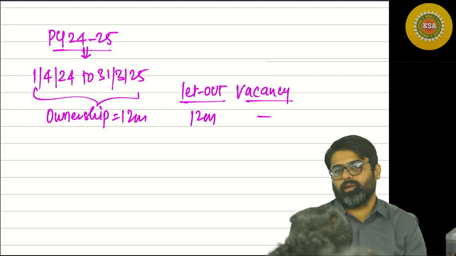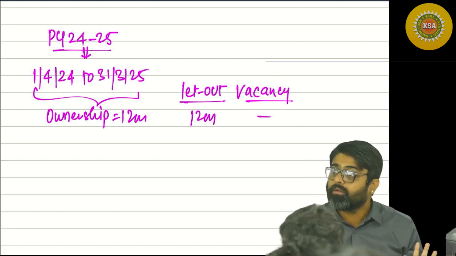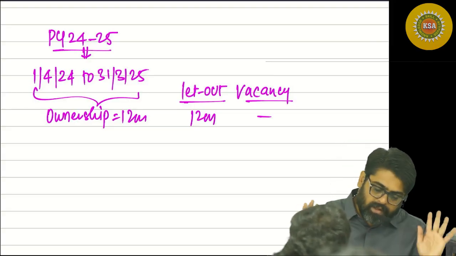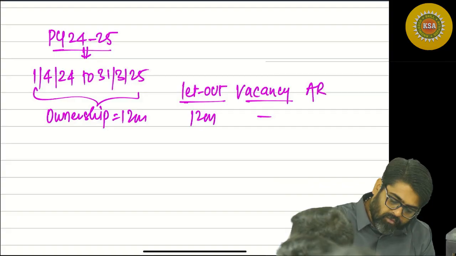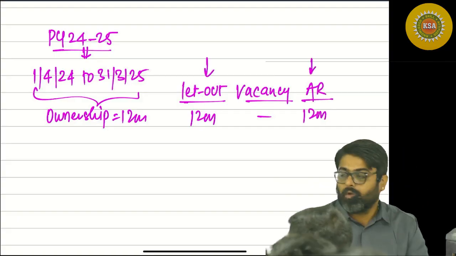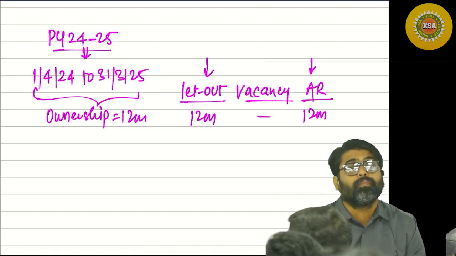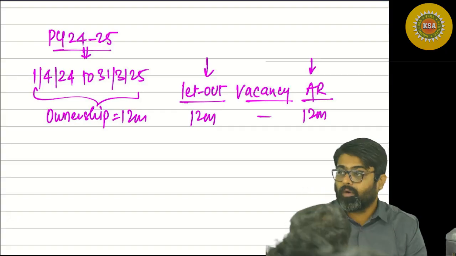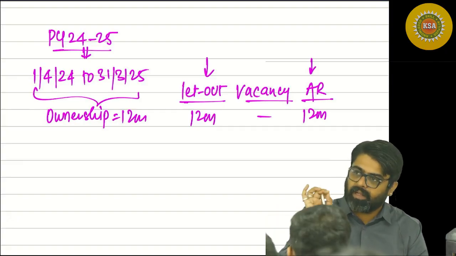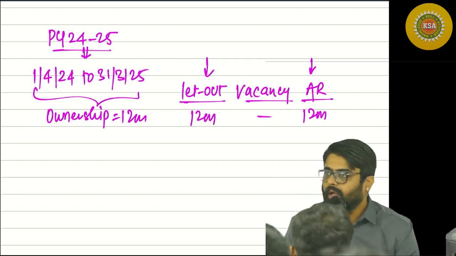Whether you receive the rent of these 12 months or not will not make any difference. Actual rent will be for how many months? Because the let out period is 12 months. So to calculate the actual rent, always see the let out period. If you come to know the let out period, for that let out period only calculate the amount of rent, and that rent will be treated as your actual rent.